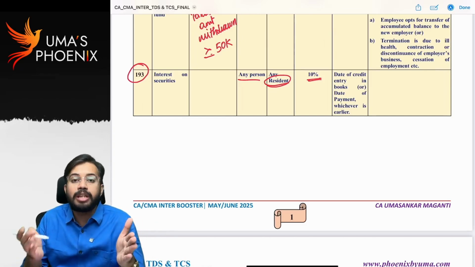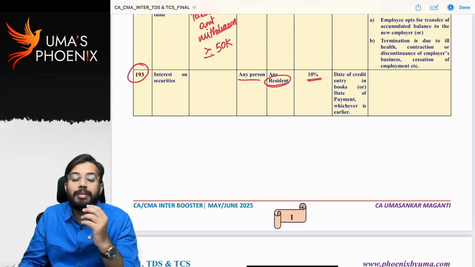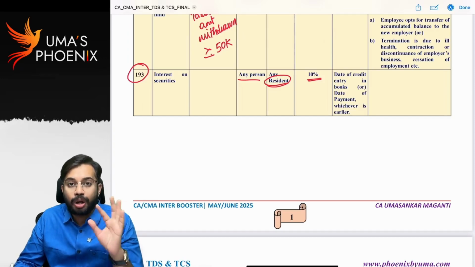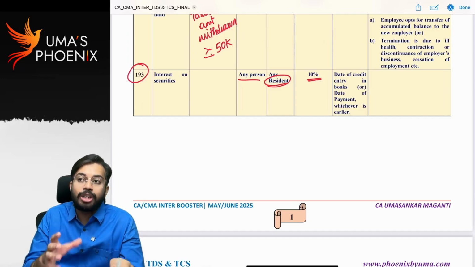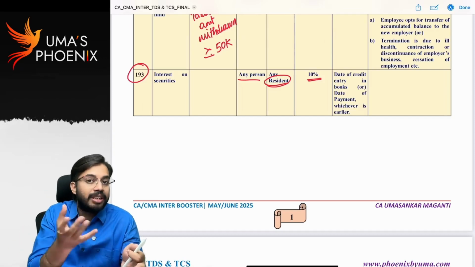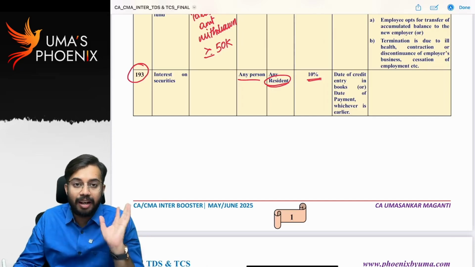Now, of 31st March or 4th April, whichever is earlier, means on 31st March, TDS is required to be deducted. That means the date on which the organization recognizes interest on accrual basis or the date on which the organization actually pays interest on securities, whichever is earlier, on that date TDS is required to be deducted. Are you able to understand?